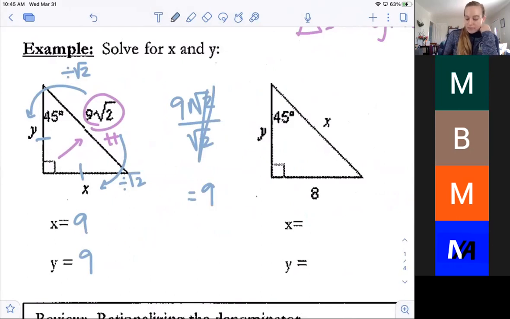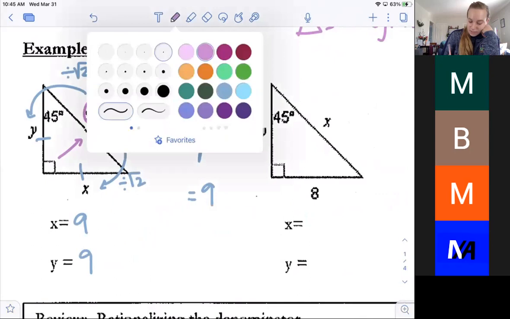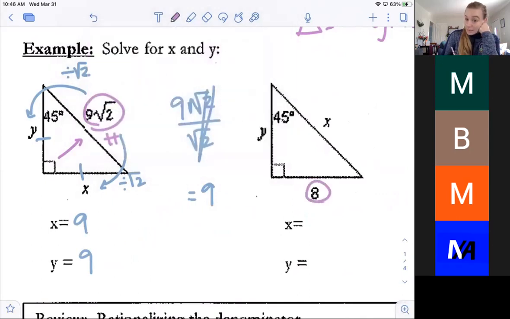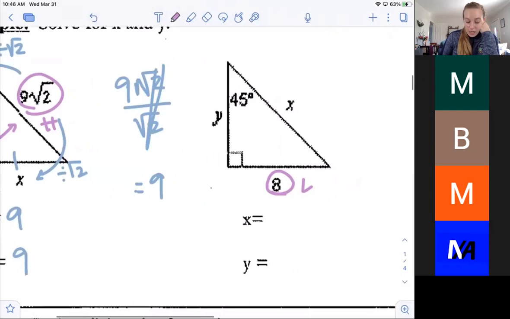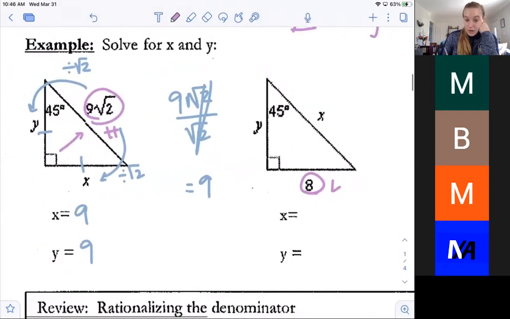This next one, I've got 8 is the side that's given to me. And 8 is not the hypotenuse. It's just a leg because it's across from a 45 degree. It's not across from the 90, so that means it's just a normal leg. Well, I know in 45, 45, 90-degree triangles, the legs are congruent. So that means that Y is also 8. There's no math needed. I know both the legs are congruent. So 8 is a leg and then Y is the other leg. So Y has to be 8 too.